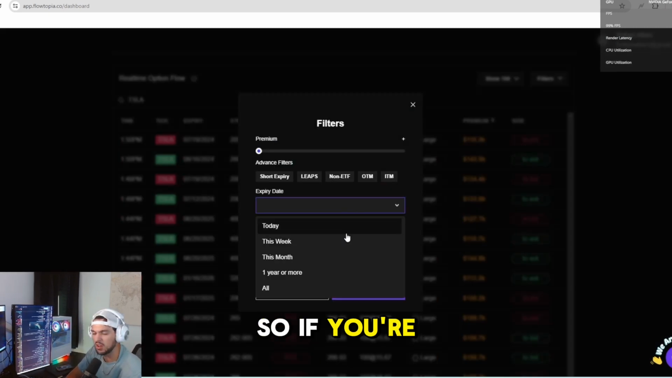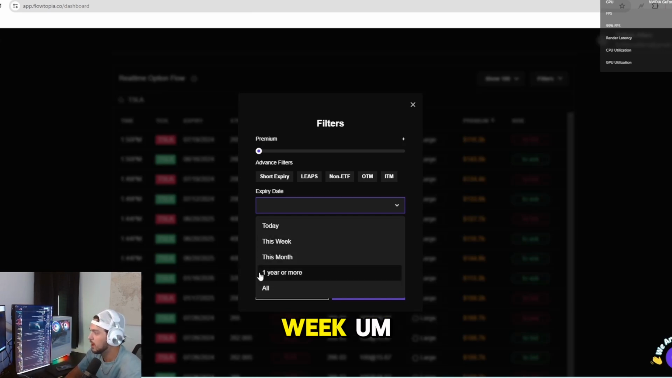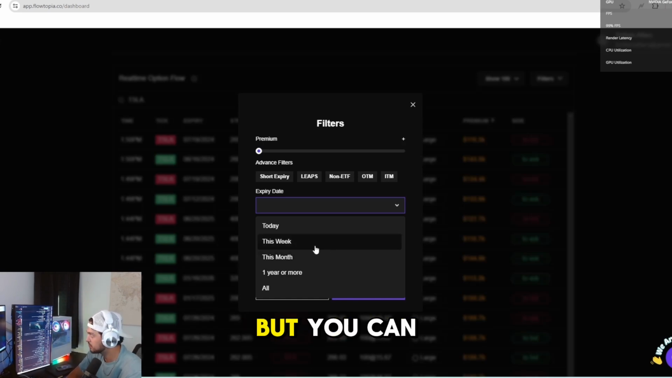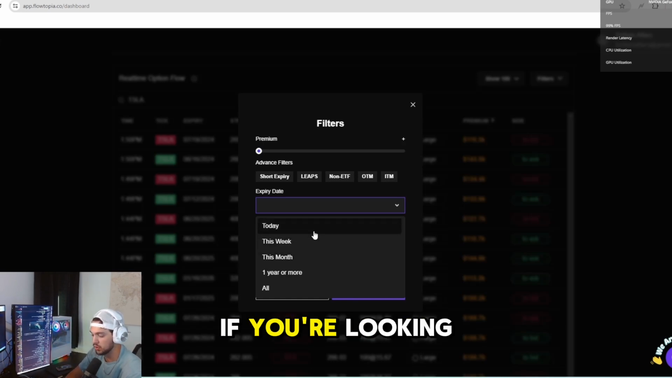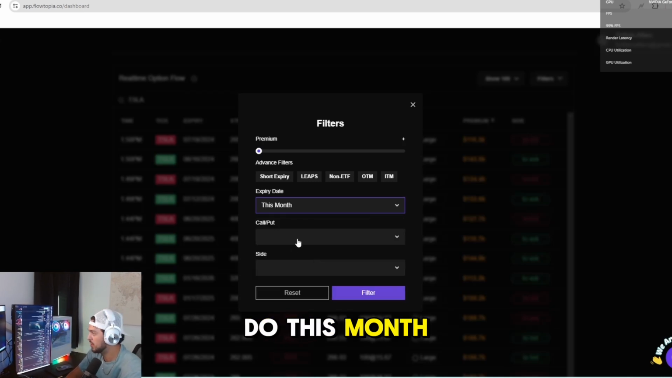But what we really want to do to filter it for exactly what we want is click filter and then expiry date. So if you're looking for a short-term move, a riskier move, you can do today or this week. I like to always go for this month. That's just my personal thing. But you can always do today or this week if you're looking for that really, really short-term move. So let's do this month for this example, and then do call.